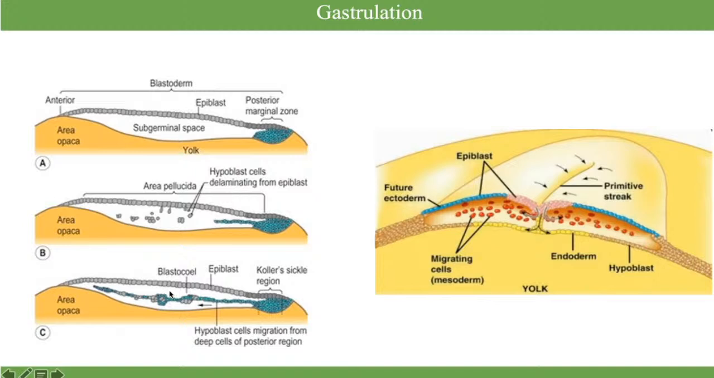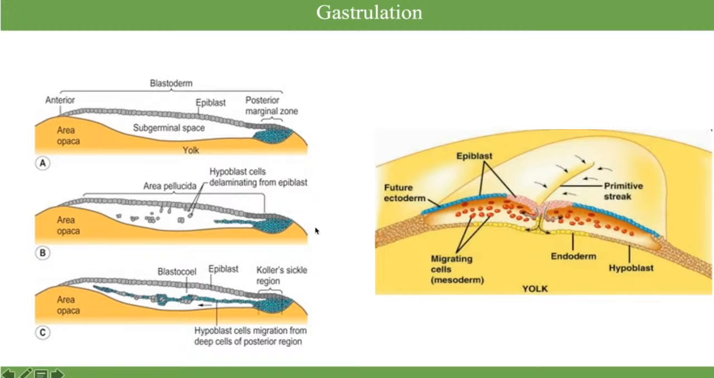Now again, move to the first picture A. You see over here, this cavity first formed. This was known as subgerminal space. When was it known as subgerminal space? Before the formation of secondary hypoblast. Now, after the formation of hypoblast, the cavity formed over here is known as blastocoel. You people get it? That is the difference between the subgerminal space formation and the blastocoel formation.